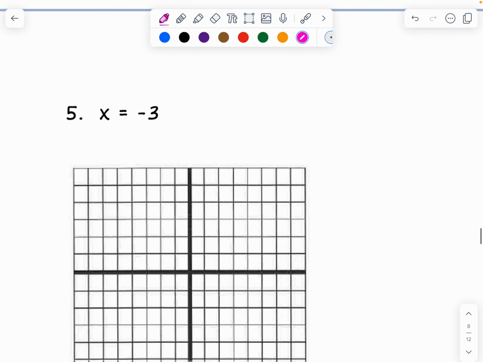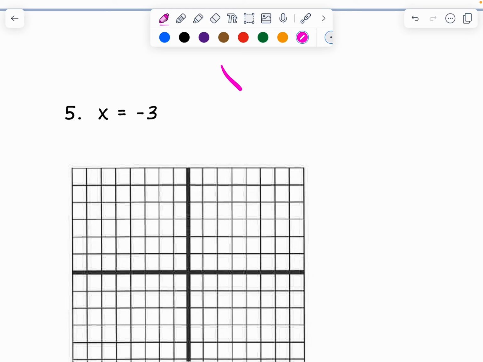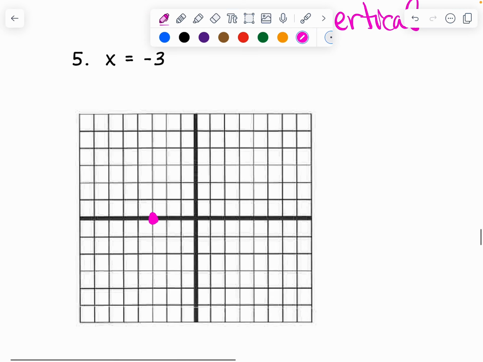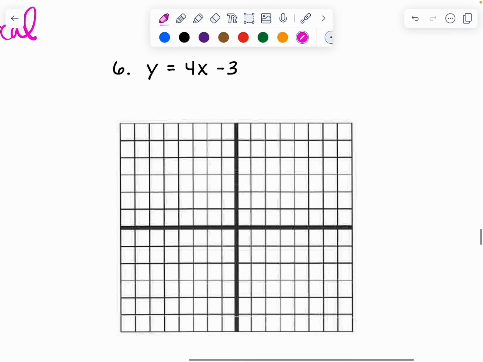Okay, this one, remember, when x equals a number, that you have a vertical line. Okay, so I go to when x is negative 3. Okay, that's the x-intercept. And I draw a vertical line through it. There is no y-intercept.